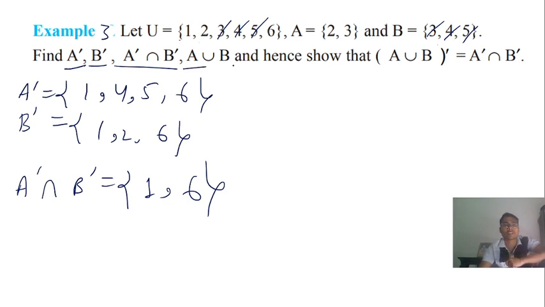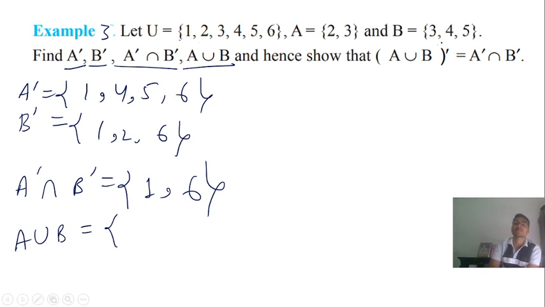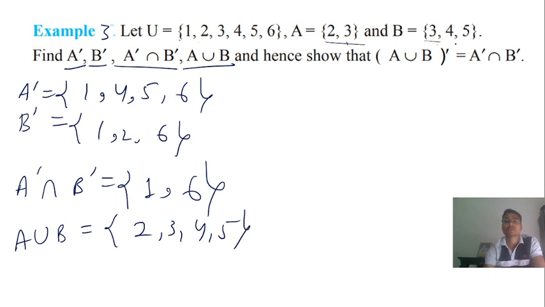Now we will find A union B. A union B means writing all the elements of A and B together. So we write 2 3 and 3 4 5. 3 is repeated twice, so we will write it only once. Now we are asked to prove that A union B whole complement is equal to A complement intersection B complement.